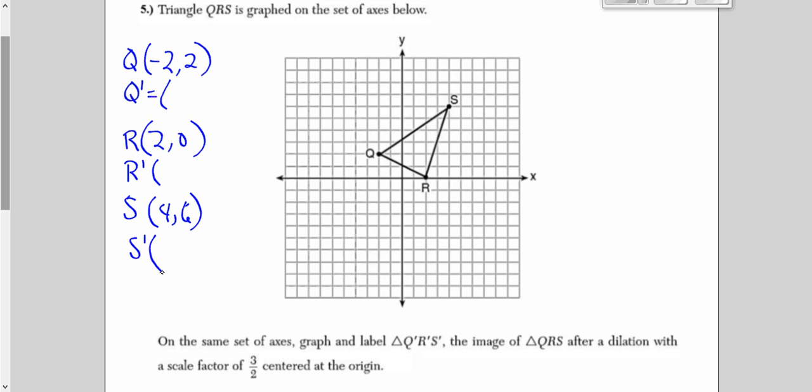And unlike the one we just did, centered at the origin, so you can use the simple kx, ky, right? Gives you the points, okay? So it'll be 3 halves times -2, comma, ky. 3 halves times 2. What's 3 halves times -2? Yeah, the 2's cancel, right? So you got -3, comma. Do you have to do that with the equation or can we just put the? It's just kx, ky. This is because it's centered at the origin.